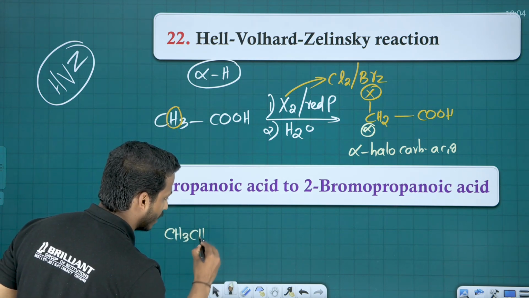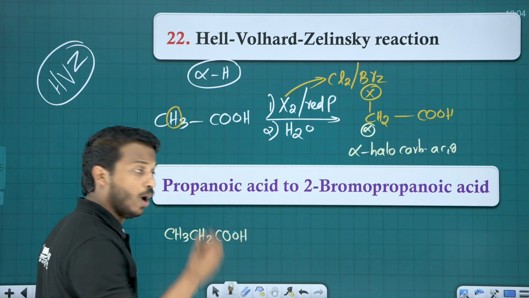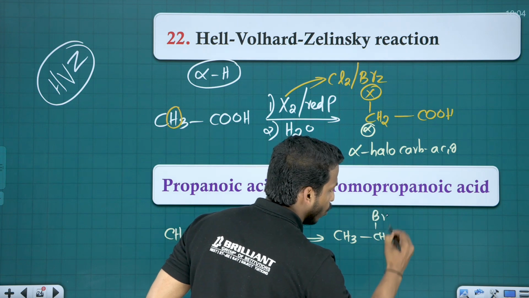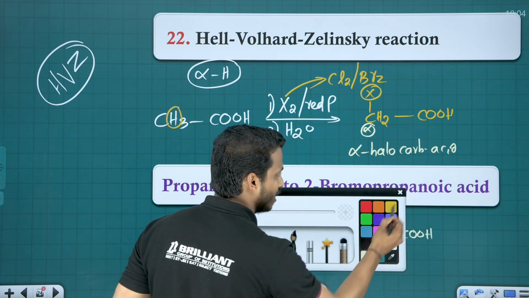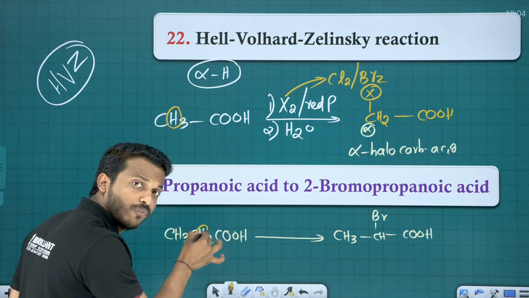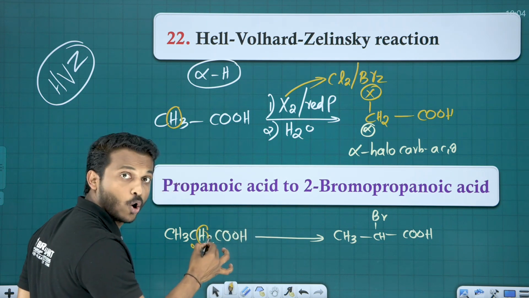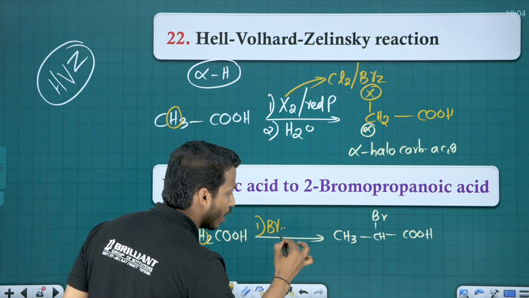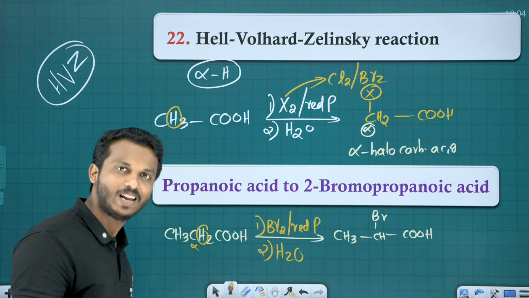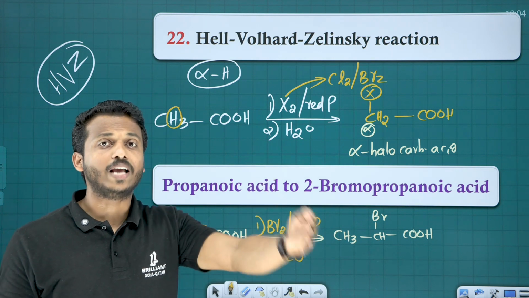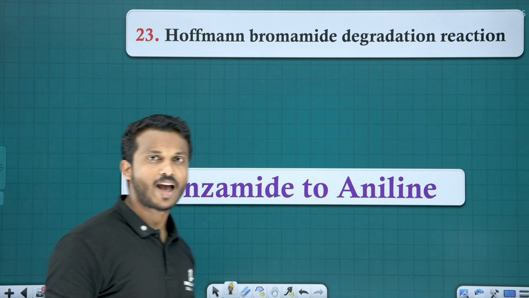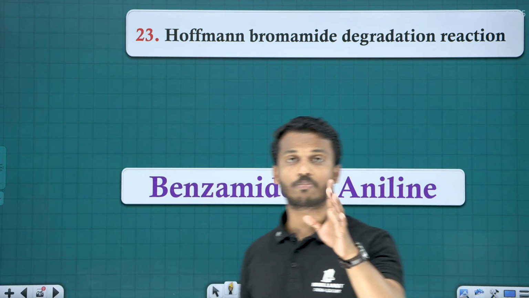Propanoic acid. What is propanoic acid? CH3CH2COOH. Propanoic acid you have to convert into 2-bromopropanoic acid. What is the change here? Have you noticed? This is the alpha carbon. From this alpha carbon, we lose one alpha hydrogen and we bring in one bromine. For that, what do you have to use? Br2 with red phosphorus catalyst followed by hydrolysis. That's it. Clear? So removal of one alpha hydrogen and placement of the halogen is called what? The HVZ reaction.